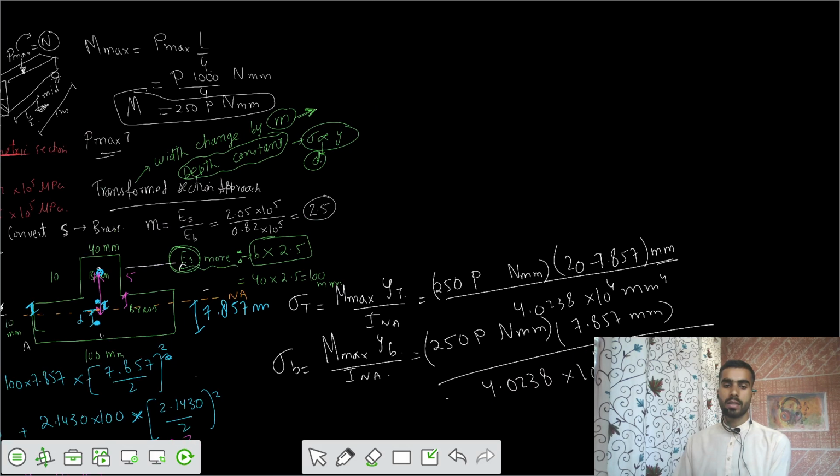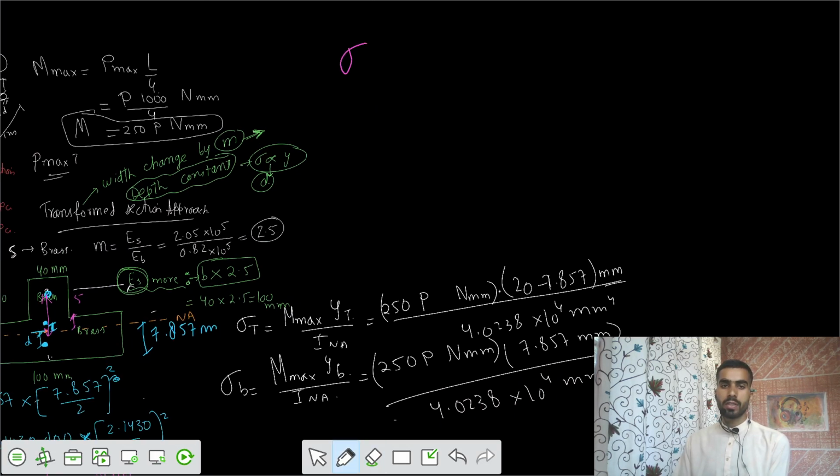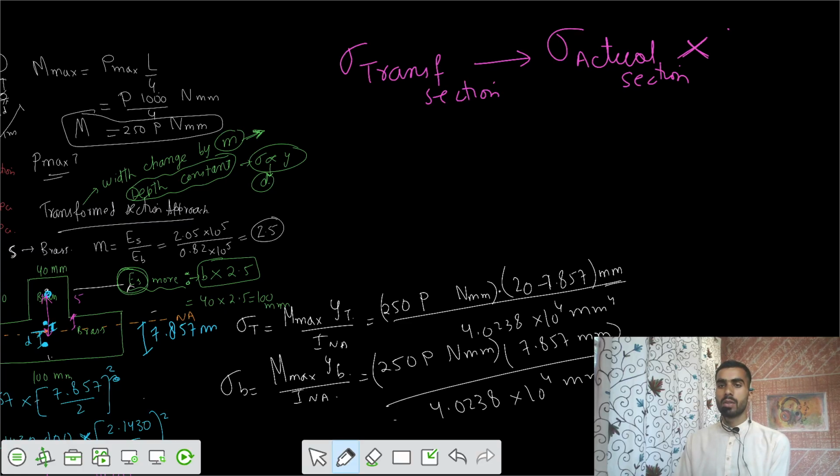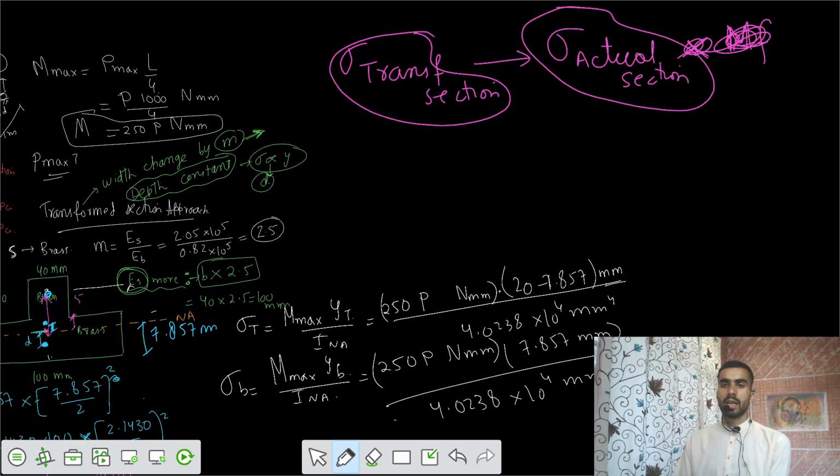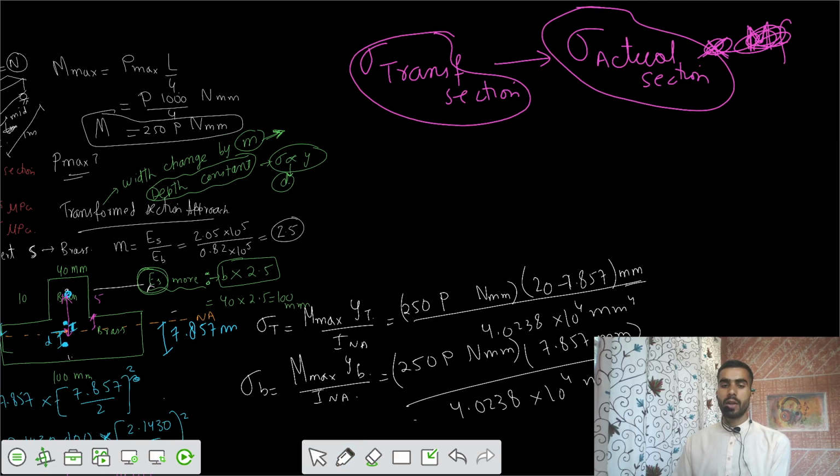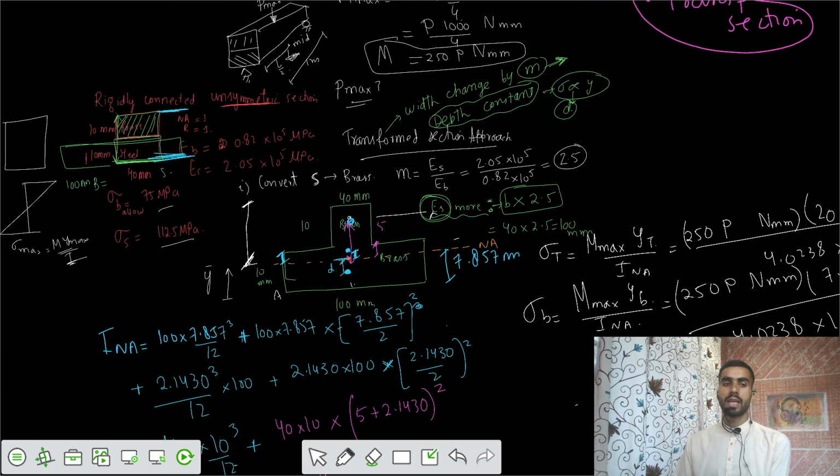Now the second final stage is that once you have got the stresses in the transformed section, you have to convert them into stresses in the actual section. So you have to multiply that with the modification factor. Let's talk about which side you have transformed. You have transformed steel into brass.